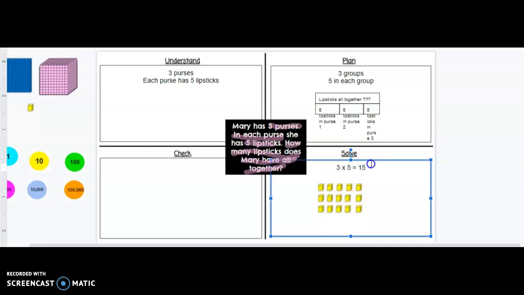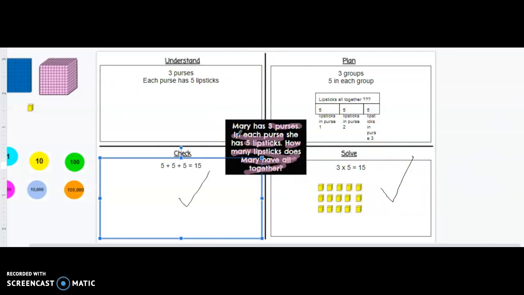Now, how can you check this? Well, what you normally would do is check it with division. You would just do the opposite operation of what you did to solve it. But because we haven't learned division and we haven't gone over fact families, we're just going to add this. We're going to do repeated addition. So my repeated addition would be 5 plus 5 plus 5 equals, because I have 3 groups of 5 in each group, and 5, 10, 15. So does 15 match 15? They do. And this is what you guys are going to be doing today.